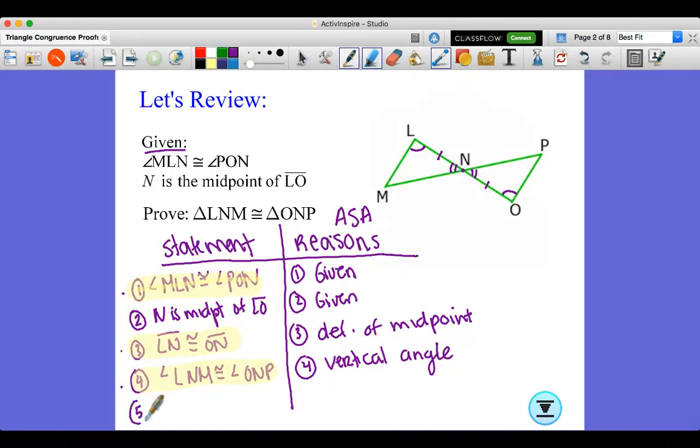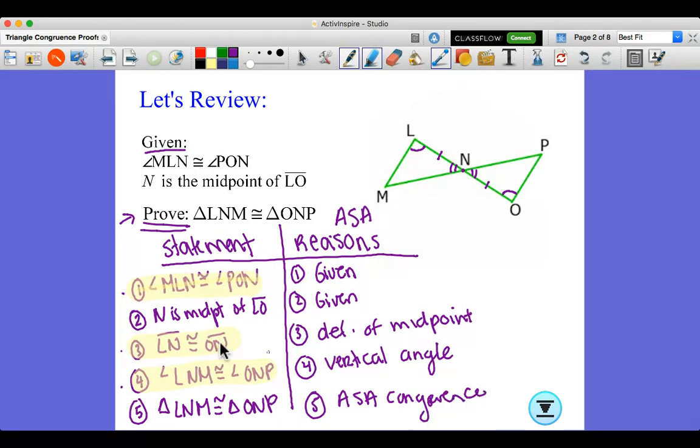I'm then able to prove what I'm trying to prove. Whatever you're trying to prove needs to be the last step. It can't go somewhere in the middle. I'm able to now say triangle LNM is congruent to triangle ONP, and we already know the reason, right? I didn't do the proof until I knew it. Angle-side-angle congruence, right? So these were the three things: the two angles and the side between them that I used to get to step 5. I need all 3. If I forgot to write something down here, I'd be missing a step, and that's why I like to highlight it.